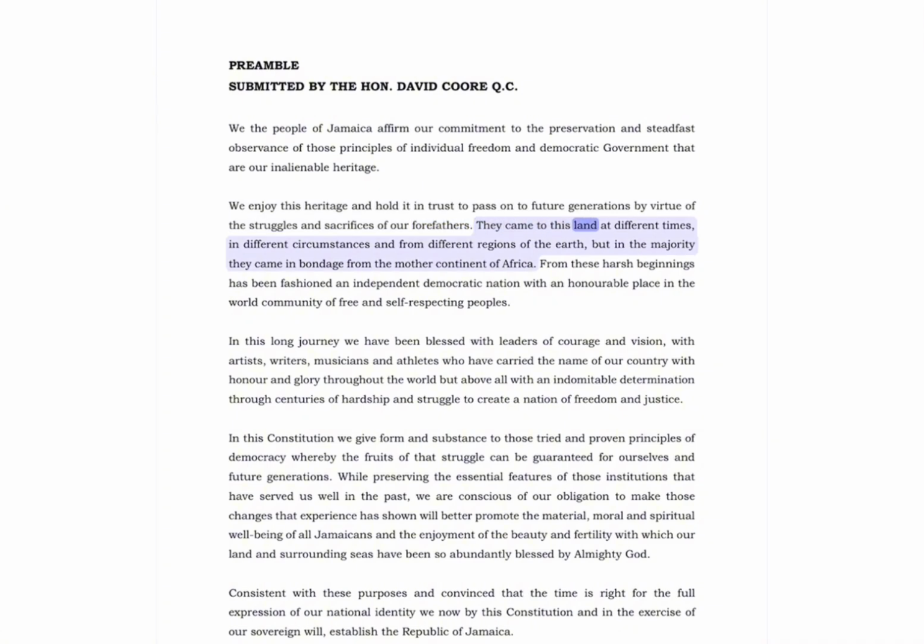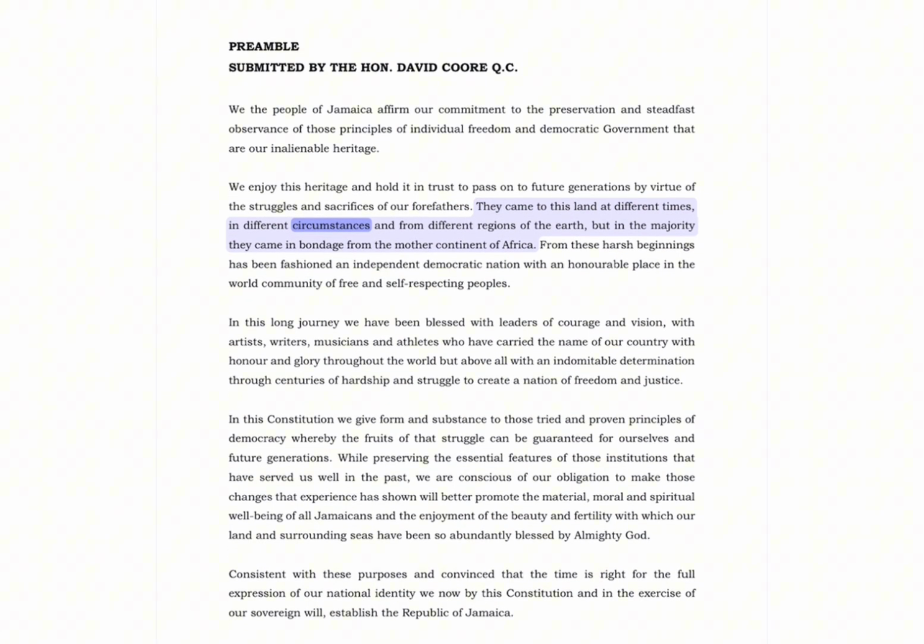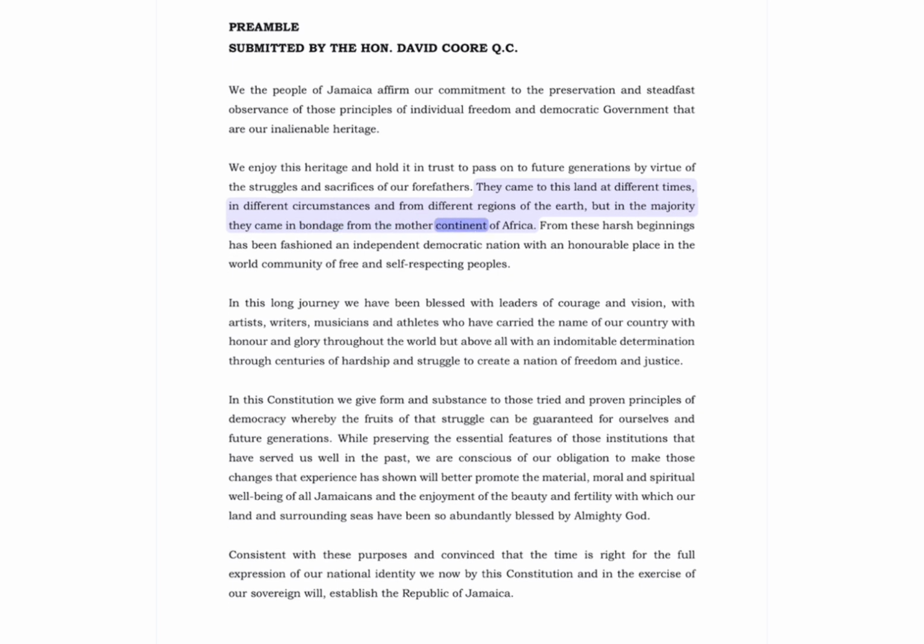They came to this land at different times, in different circumstances, and from different regions of the earth, but in the majority they came in bondage from the mother continent of Africa.